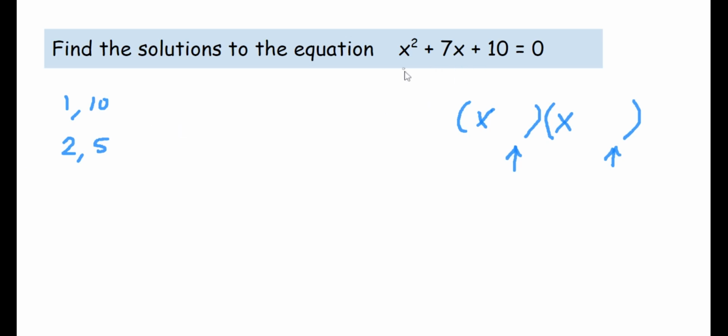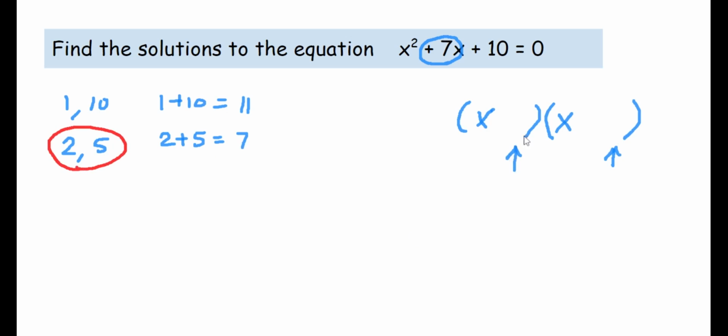Now we check for which one will give us a sum of 7, of positive 7. So we add these two numbers up. 1 plus 10 is 11, so that's not it. 2 plus 5 equals 7. So these are the numbers that we're after.